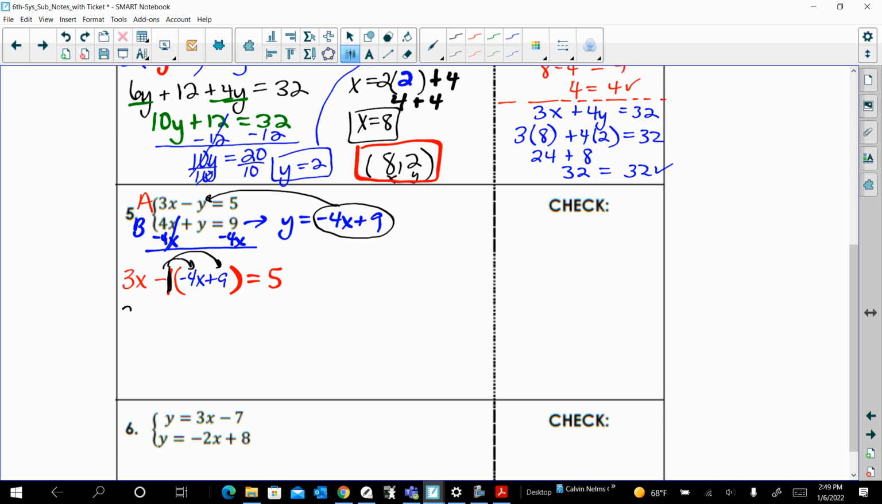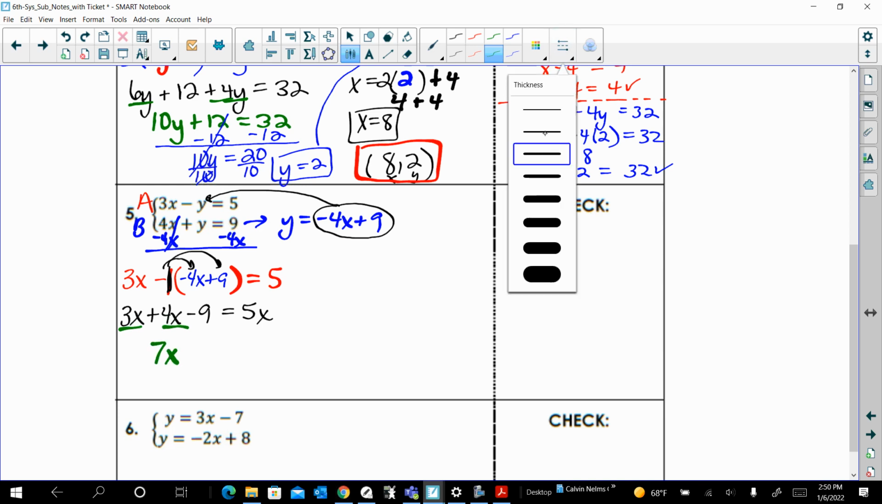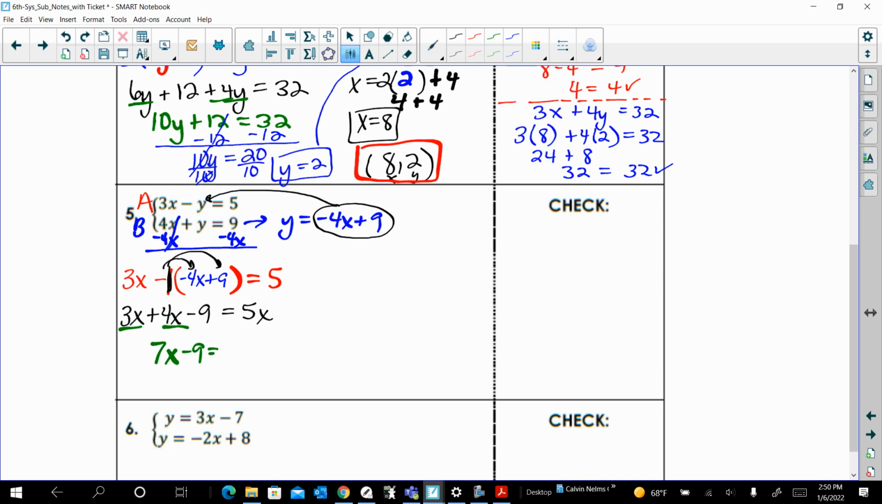So this comes out to be 3x. Negative 1 times the negative 4x now makes that positive 4x. Negative 1 times that plus 9 now makes that a negative 9 equals 5x. So from here, I can combine these like terms of 3x plus 4x, which gives me a total of 7x. Minus 9 equals 5x. And then normally I would say, guys, solve for or start with the smallest variable.